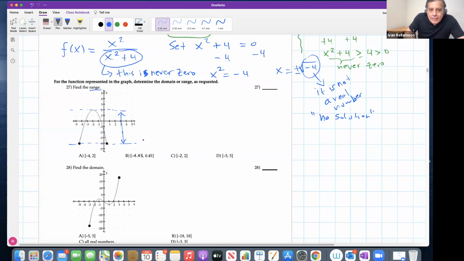So clearly the lowest output value should be this one, which is -4. Notice there's a solid circle, so I'm going to use brackets all the way up to the number 2, and since this point belongs to the graph, I should use brackets again, making the answer this. You follow, guys? Any questions, feel free to ask.